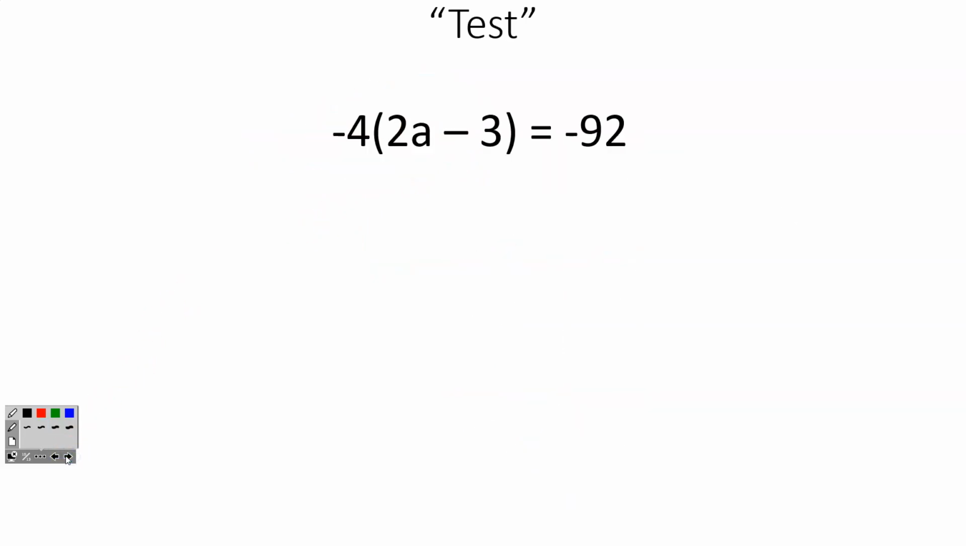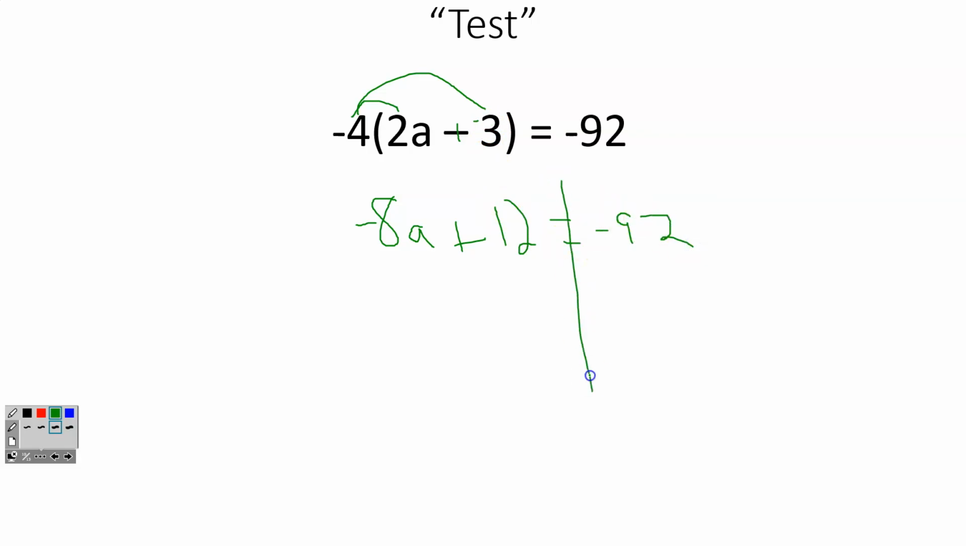So we're going to see if you can do it right now. Hopefully you've done it. Negative 4, we're going to distribute. That's going to give me negative 8a. I'm going to choose to use a superpower on this. So a negative 4 times a negative 3 is going to give me a positive 12 and a negative 92 on this side. Draw my fence.